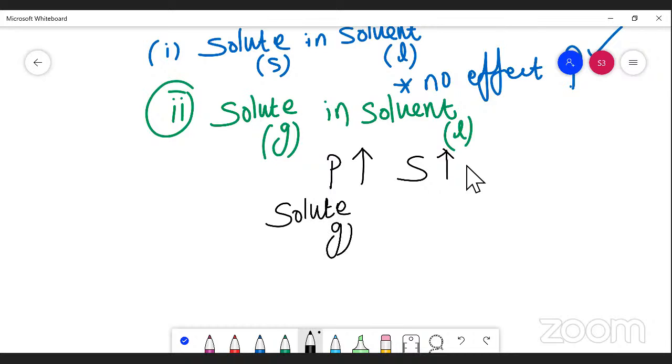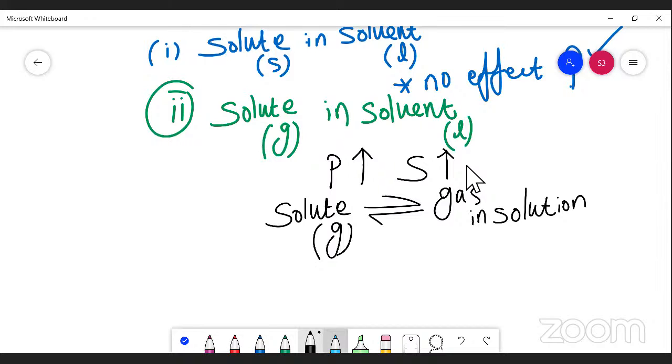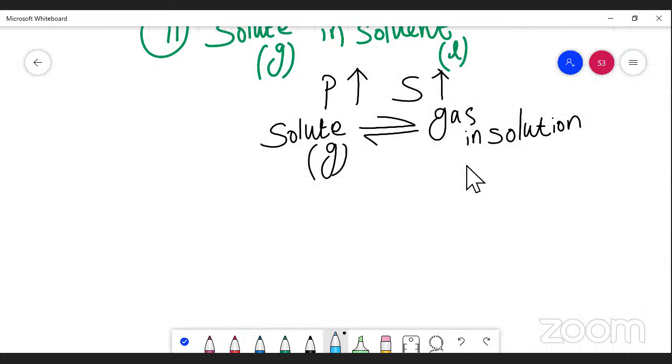in a gaseous state, an equilibrium arises between the solute in the gaseous state and the gas in the dissolved state, gas in a solution. So there is an equilibrium between these. What is the equilibrium? Equilibrium exists means Le Chatelier's principle will come here. Whenever an equilibrium arises, Le Chatelier's principle applies.